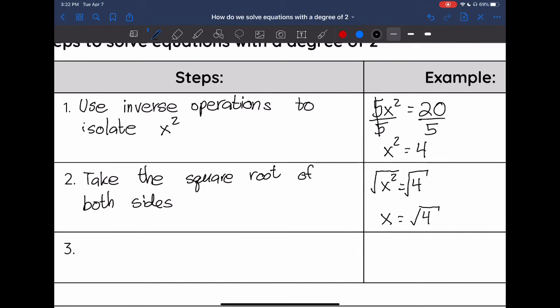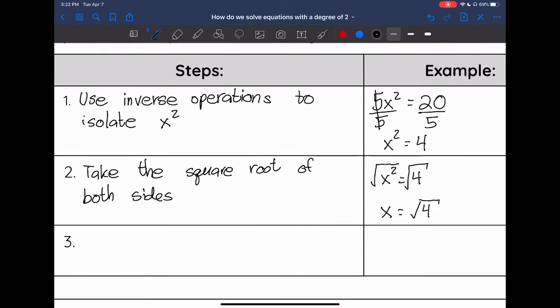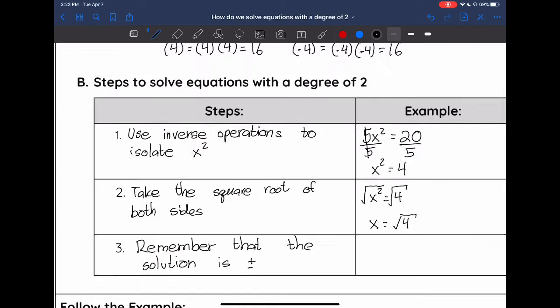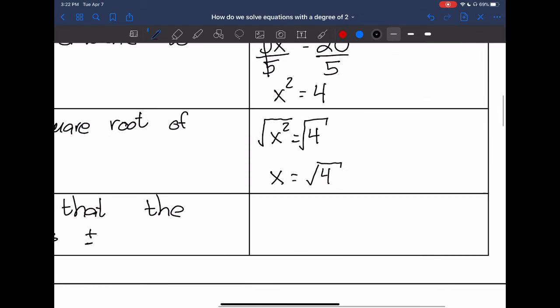So when I evaluate that, just like we talked about up above, I'm going to get this weird plus or minus. So we have to remember our third step will be to remember that the solution is plus or minus. So I know that the square root of 4 is 2. 2 times 2 is equal to 4. But what I actually need to write to get the correct answer is plus or minus 2. Because I can use a positive 2 or a negative 2, both will work for my equation.